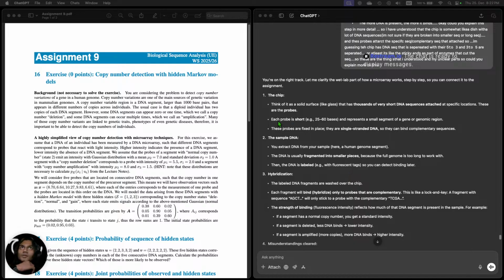Each probe, these are the probes. Each probe is short and represents a small segment of a gene or genomic range. These probes are fixed in place. They are single-stranded DNA. They can bind complementary sequences.